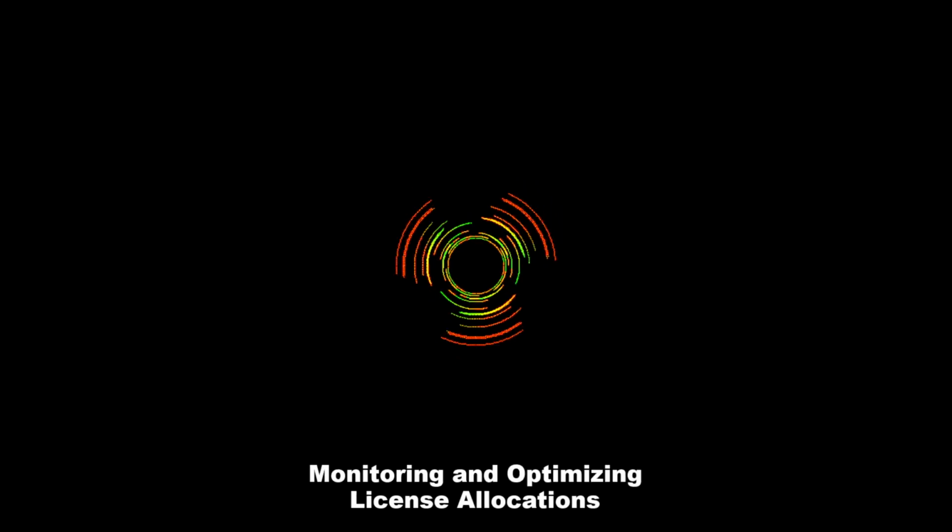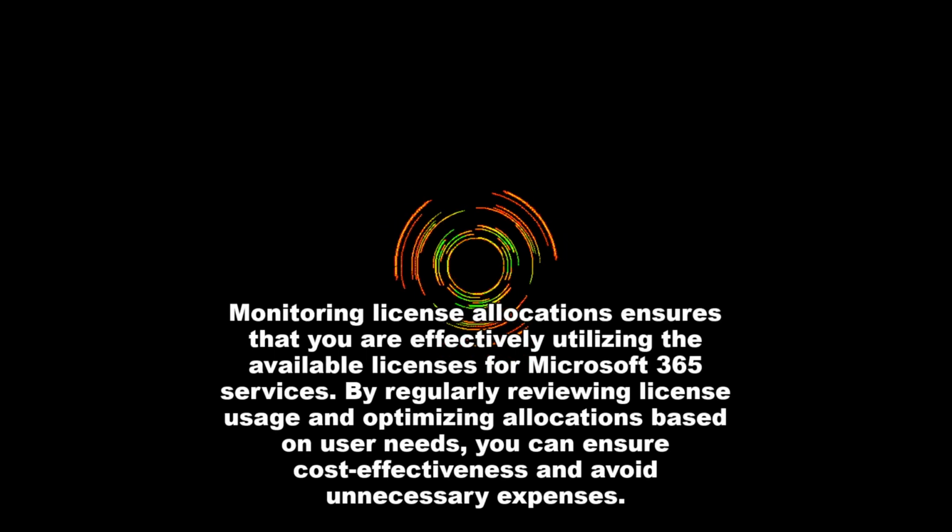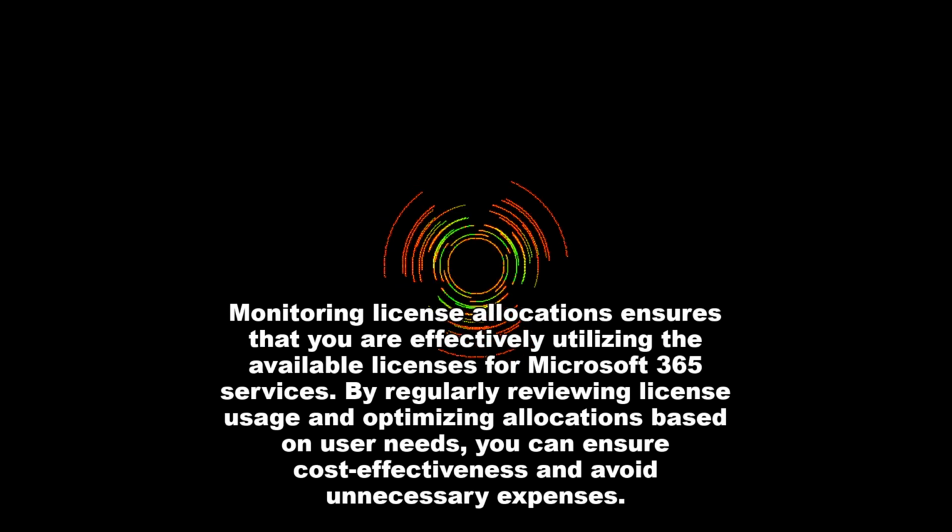Monitoring and optimizing license allocations. Monitoring license allocations ensures that you are effectively utilizing the available licenses for Microsoft 365 services. By regularly reviewing license usage and optimizing allocations based on user needs, you can ensure cost-effectiveness and avoid unnecessary expenses.